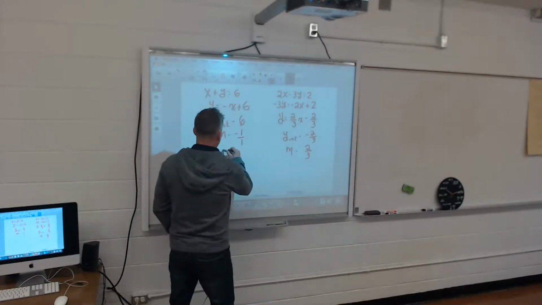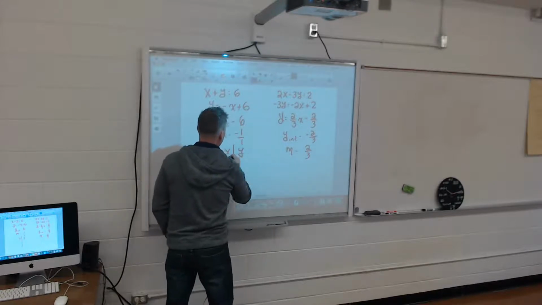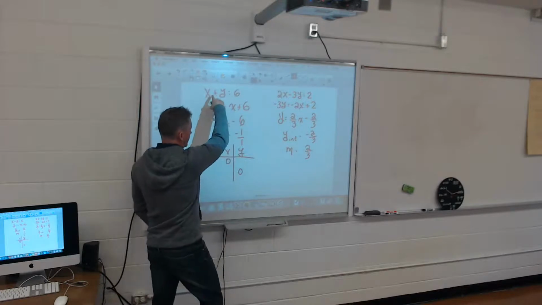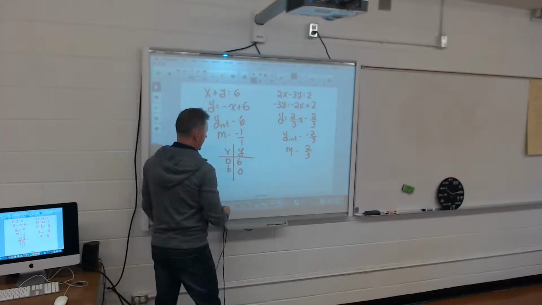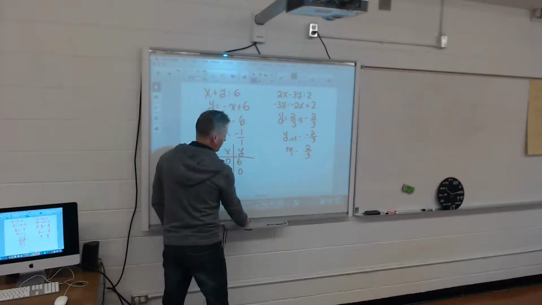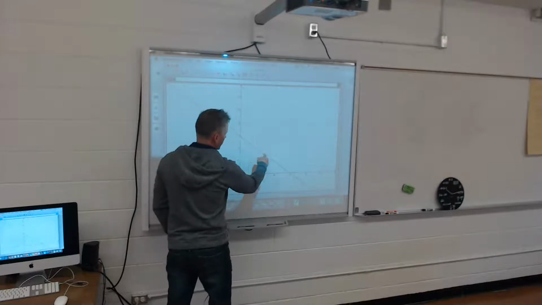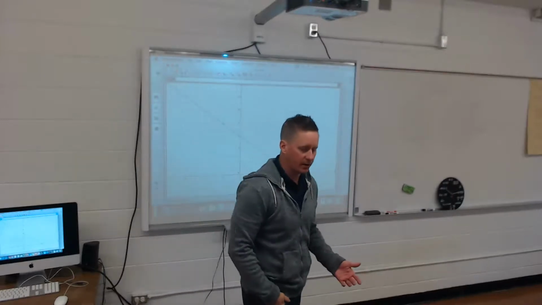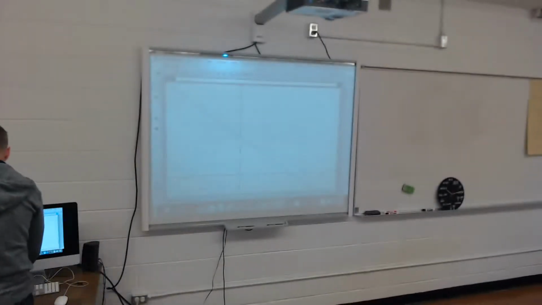So the second way in which I would maybe graph these guys is put 0 in for x, solve for y, put 0 in for y and solve for x, and I would get those two coordinates. So those two coordinates are 0 and 6 and 6 and 0. So that is one other way in which we can graph them. I'm now going to graph the second of the equations.